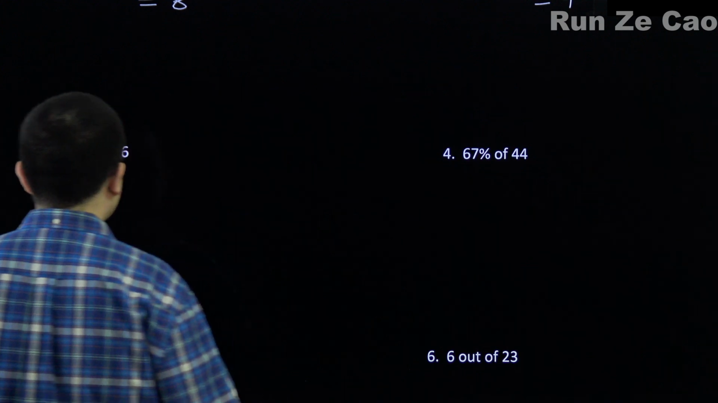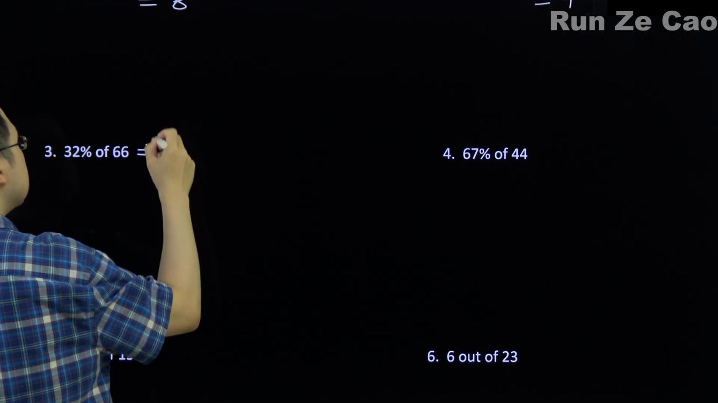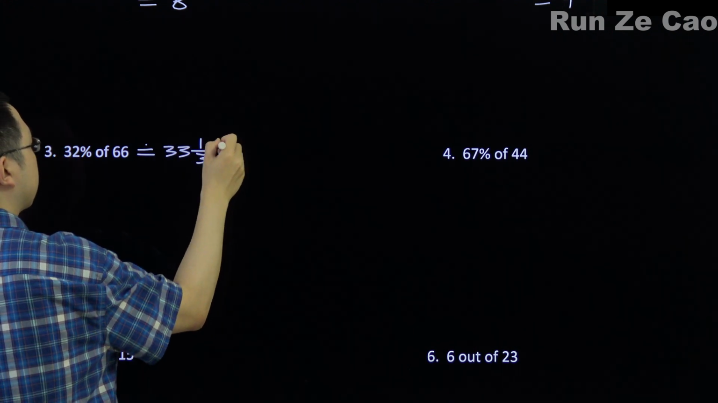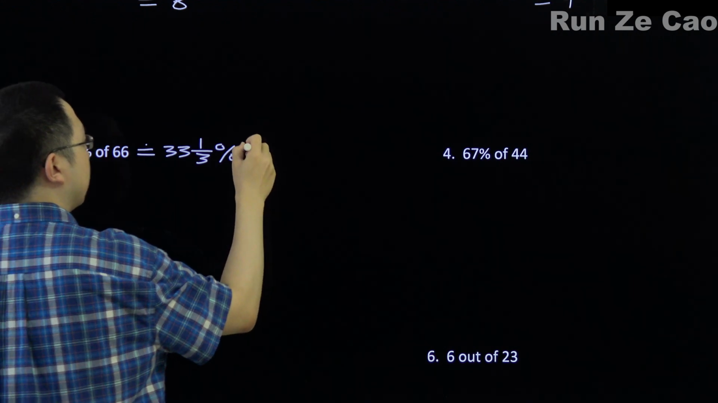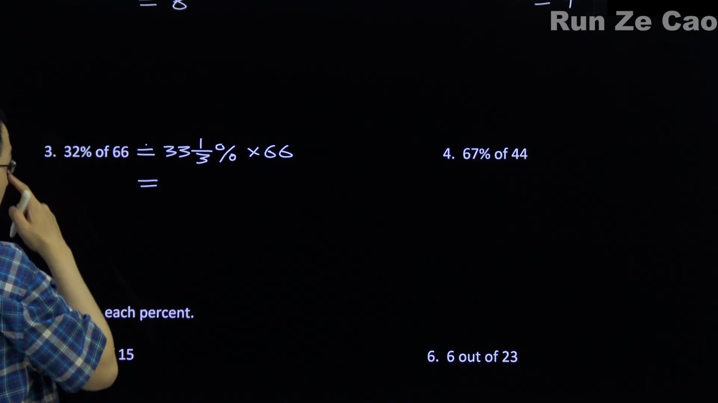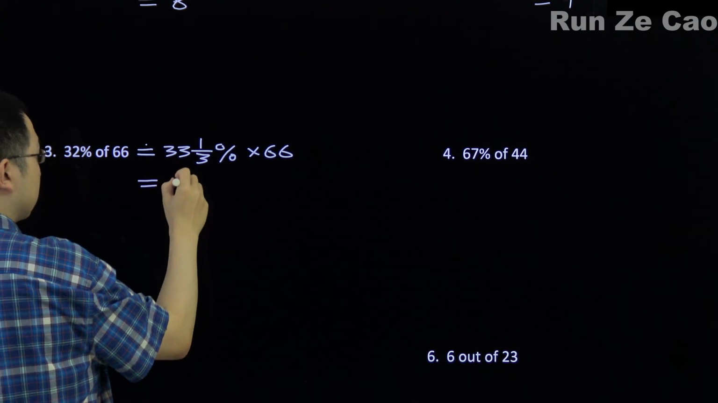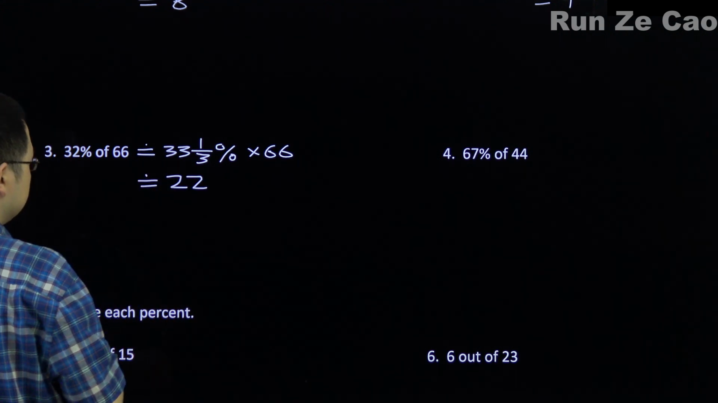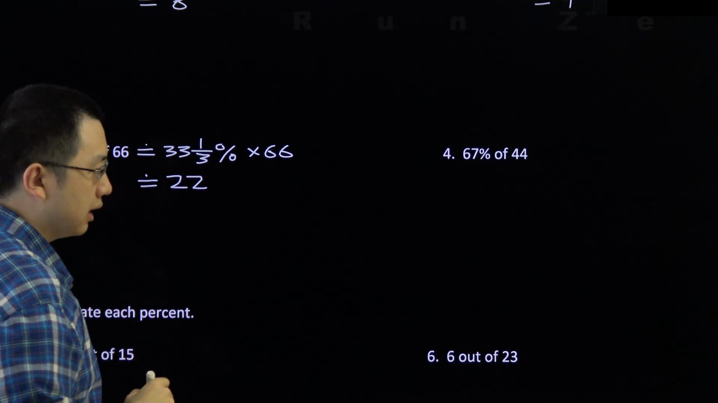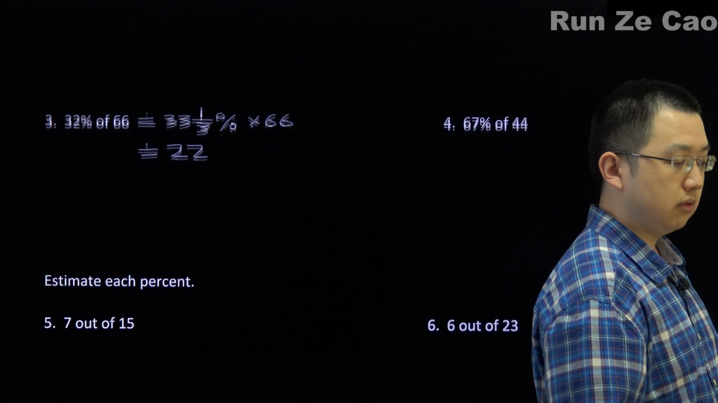32% of 66 is approximately 33 1/3% of 66. So we're looking for 1/3 of 66, or 22 approximately. Yeah, it said estimate, so we're doing some rounding.